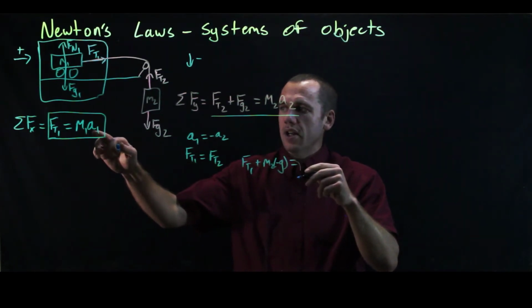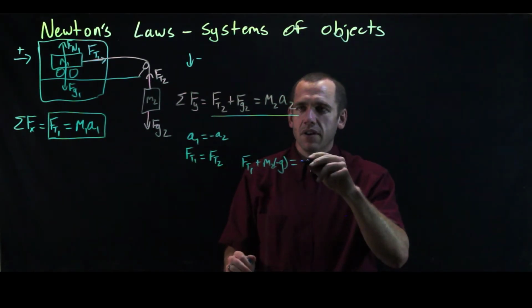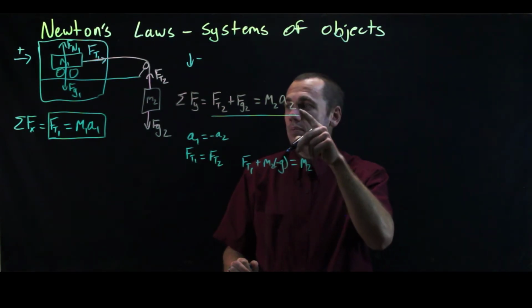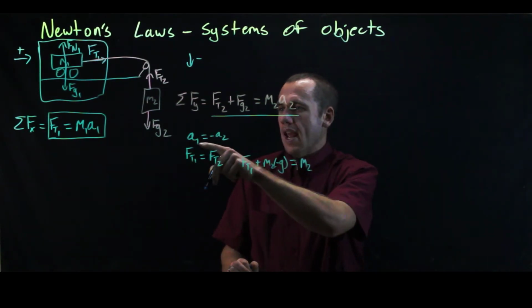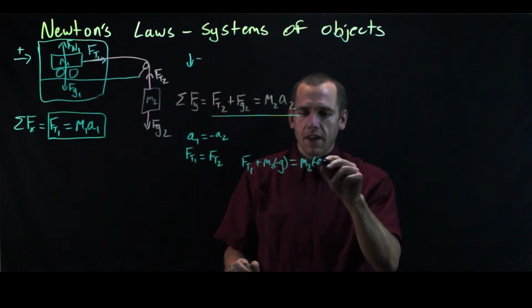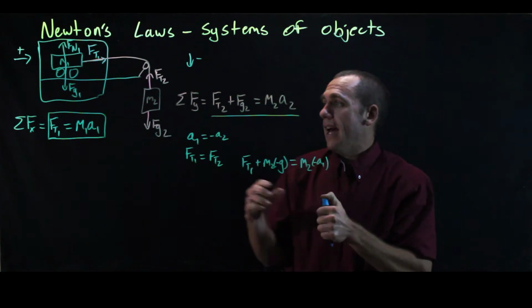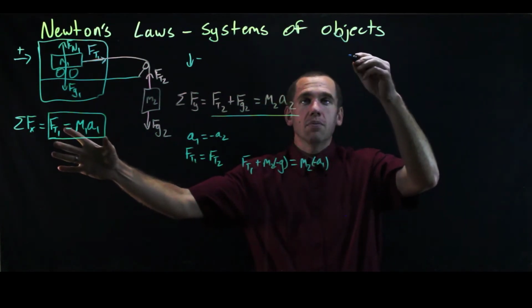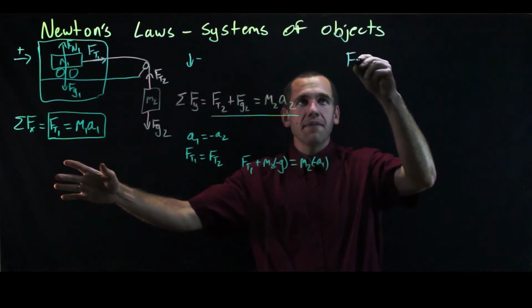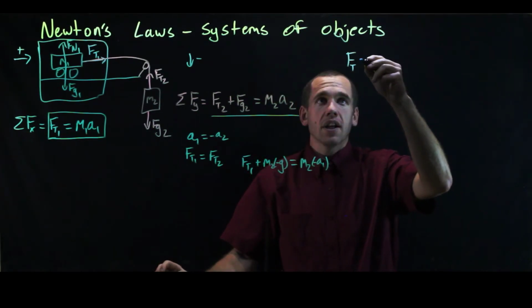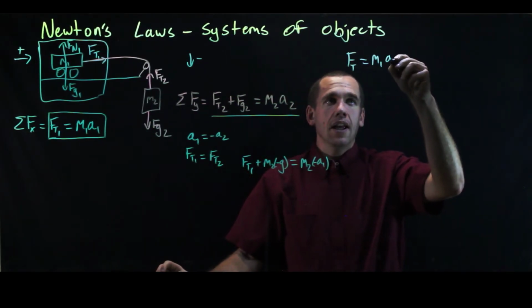This is an a1, and since I don't want to have multiple variables running around if I can help it, I'm just going to go with m2, and I can replace a2 with negative a1. So now let's look at what I actually have. I have this equation, which I'm going to rewrite, and since Ft1 is equal to Ft2, I'm just going to go with Ft. So I have the tension force is equal to m1a1.